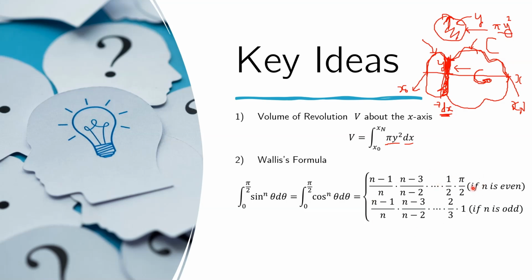So if n is even, we just put in pi over 2 here, and then we multiply it with these terms here. So we start with n, which is even. We subtract 1, that becomes the numerator. We subtract another 1, that becomes the denominator, and so on until you reach 1 half. And if n is odd, then we start with 1 instead of pi over 2. Then we start again with n, subtract 1, subtract 1, subtract 1, until we reach 2/3.